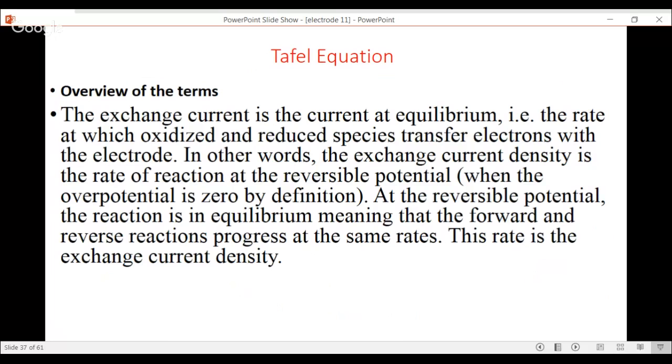So the exchange current is the current at equilibrium, that is the rate at which oxidized and reduced species transfer electrons with the electrode. In other words, the exchange current density is the rate of the reaction at the reversible potential when the overpotential is 0 by definition, not polarization. At the reversible potential, the reaction is in equilibrium, meaning that the forward and the reverse reactions progress at the same rate. This rate is called the exchange current density. This is a fixed quantity for a given set of electrodes.